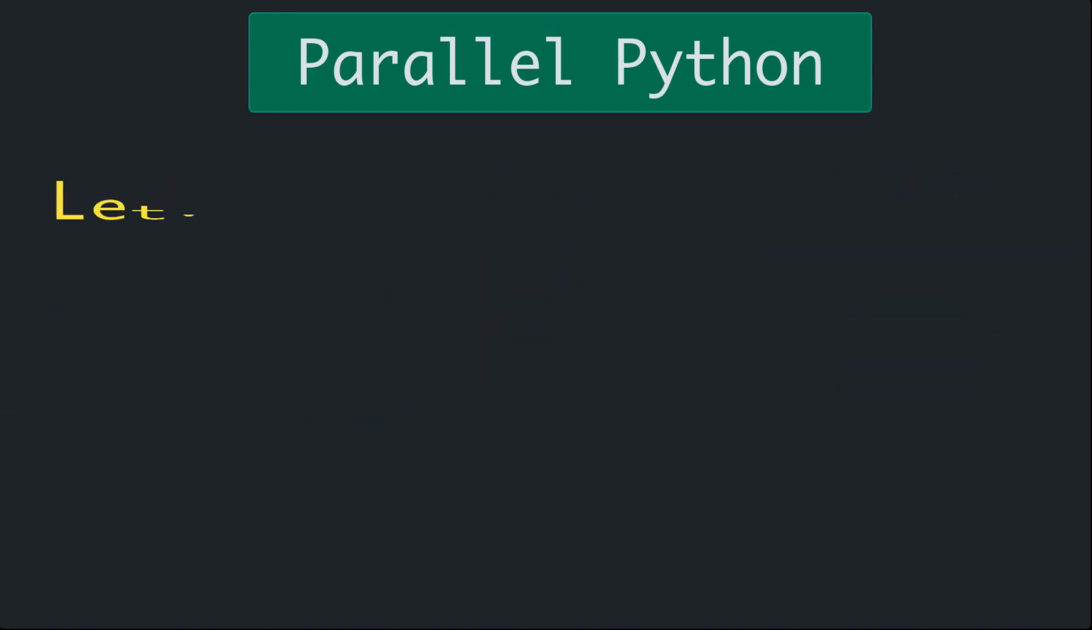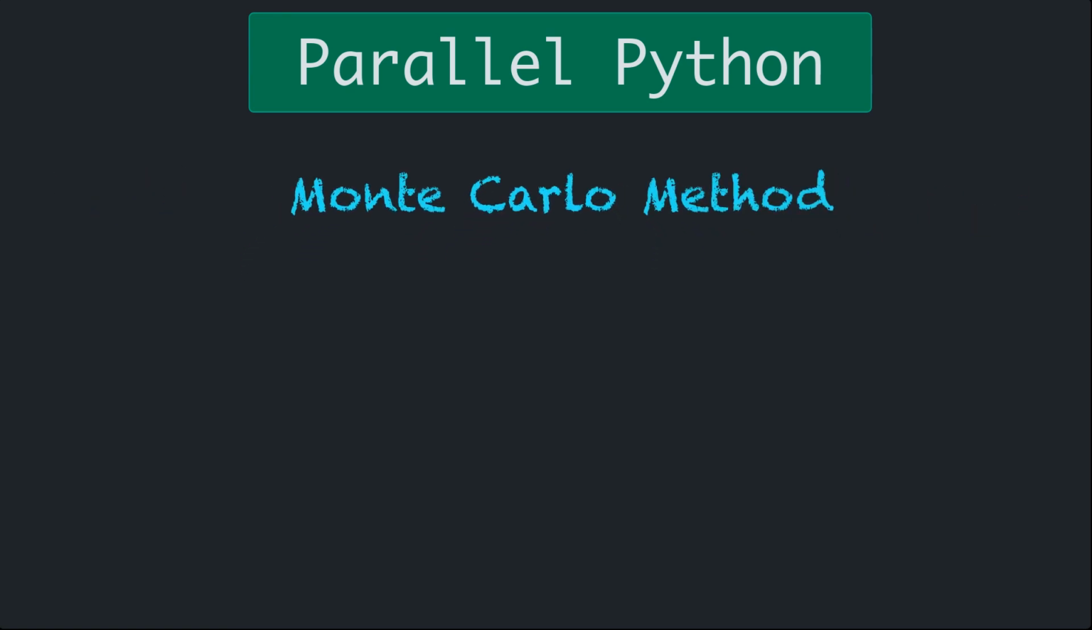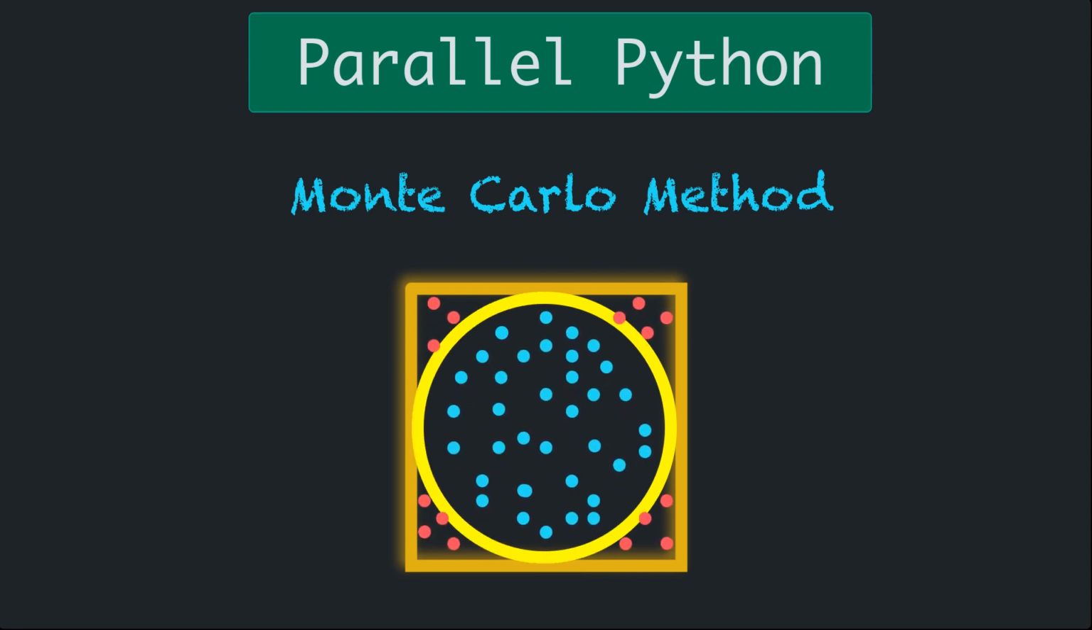Let's try to calculate pi using the Monte Carlo method. This method consists of drawing on a canvas a square with an inner circle. We then generate a large number of random points within the square and count how many fall in the enclosed circle. This calculation can be done in a parallel way using Parallel Python. Let's try to implement it instead of just giving theoretical explanations.